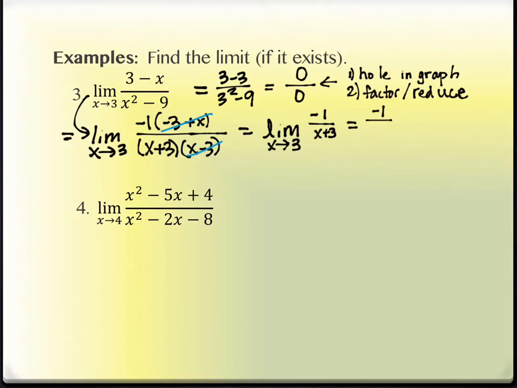So I have -1 on top, I have 3 plus 3 on bottom, and this time it eliminated both zeros when I did that factoring and reducing. So I have an answer of -1/6. All right? Algebra.